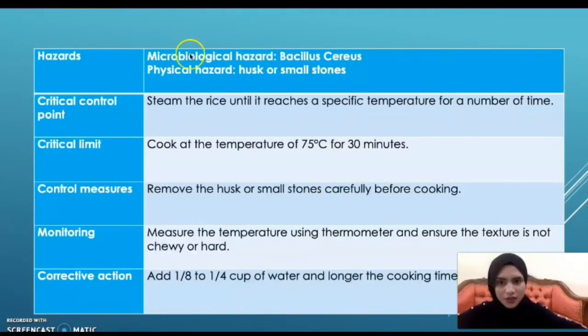The hazards that might present are the microbiological hazard, Bacillus cereus, and physical hazard, husk or stones. And the critical control point, steam the rice until it reaches a specific temperature for a number of time. The critical limit, cook at a temperature of 75 degrees Celsius for 30 minutes. We have to remove the stones carefully before cooking. And for the monitoring, measure the temperature using thermometer and ensure the texture is not chewy or hard. For the corrective actions, add 1/8 to 1/4 cup of water and lengthen the cooking time.